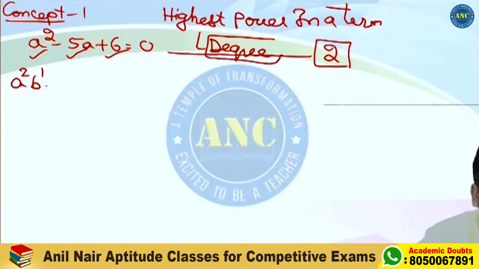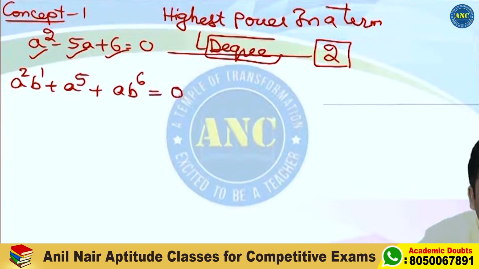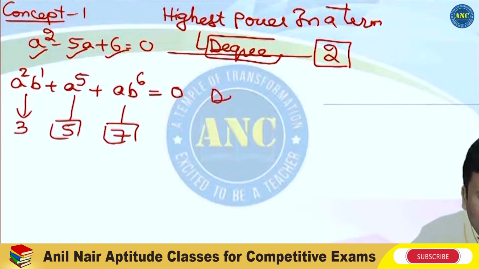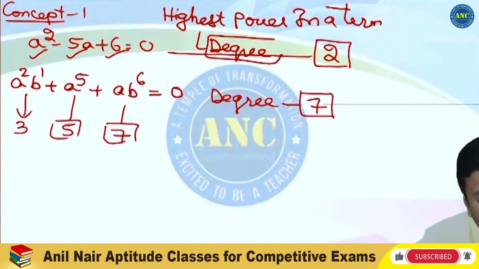A square b power 1 plus a power 5 plus a b power 6 equivalent to 0. If 2 variables are there, add the powers. 2 plus 1, 3. These are nothing but 5. These are nothing but 7. 3, 5, 7. What is the highest? So the degree of this expression is nothing but 7.